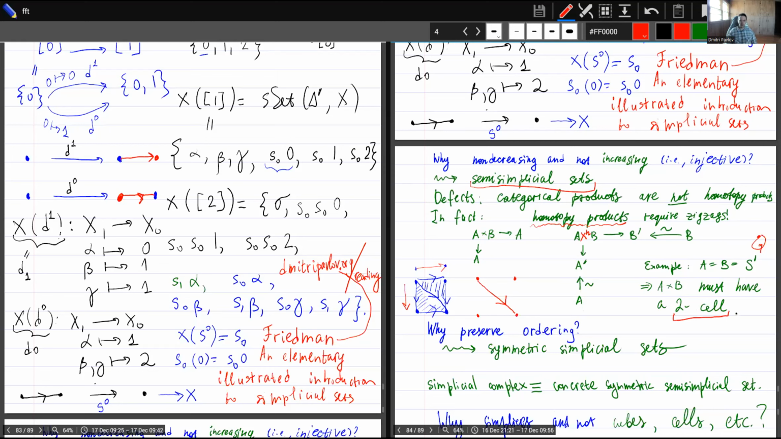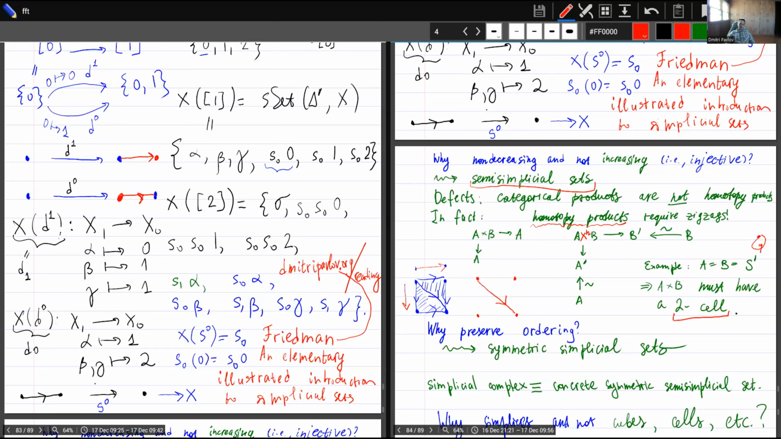So there's just no way to map something two-dimensional to a circle which only has one-dimensional cells, because a two-dimensional simplex inside the torus would have to map in a degenerate way, and in semi-simplicial sets you don't have degeneracies. So things become way, way more complicated for semi-simplicial sets.